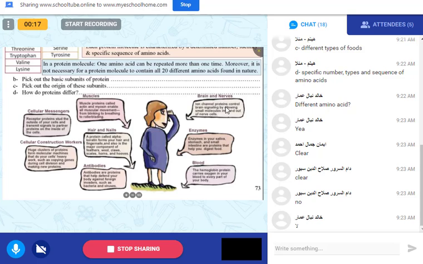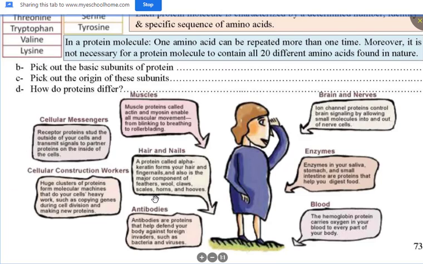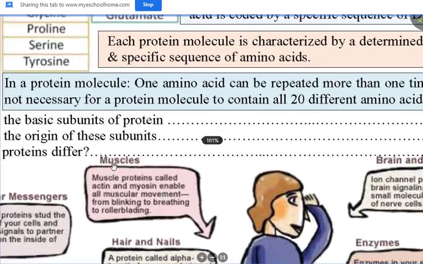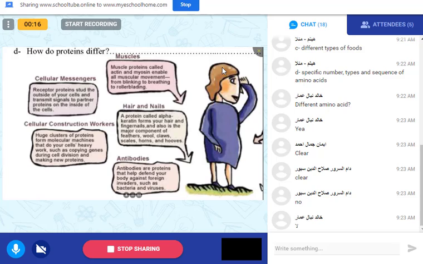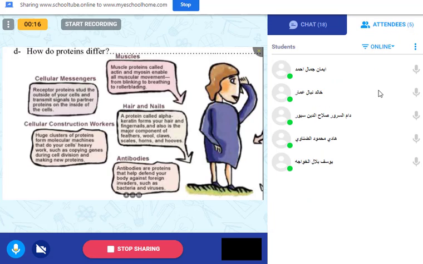Are proteins so important to study them specifically? Are they so important to study them alone, to study the details of the proteins? Let's see the importance or important jobs of these proteins. First, as cellular messengers. Who is going to read the first box?